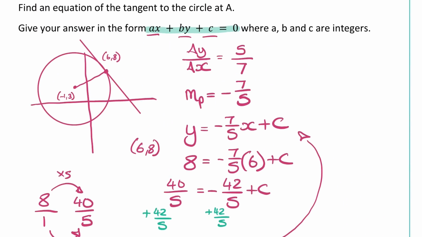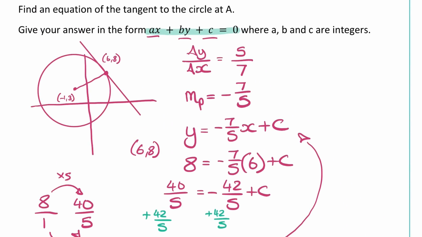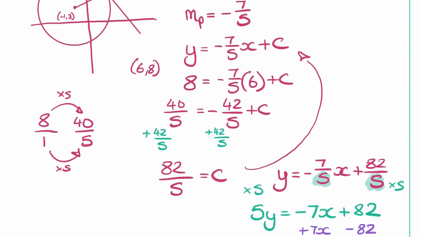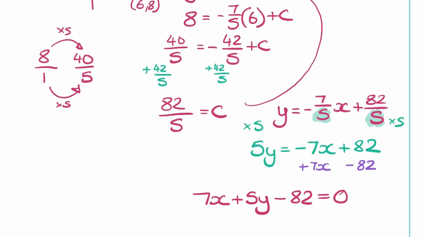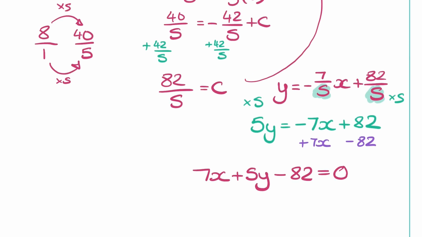So there we go, a lot of steps there. We found the gradient of the radius. We did the negative reciprocal, put it into the equation of a line, substituted the coordinate that's on that line to find the value of c. The value of c wasn't particularly nice to find because we had to make the 8 a fraction over 5. Adding it all together gives us that value of c, and then we need to put it in this particular format as well, which is a little bit strange.